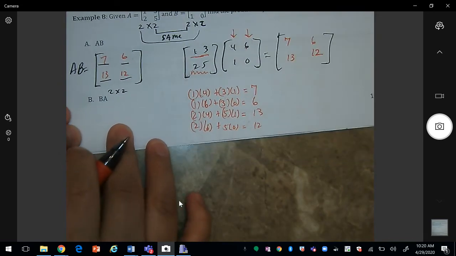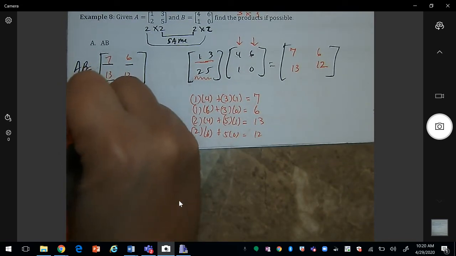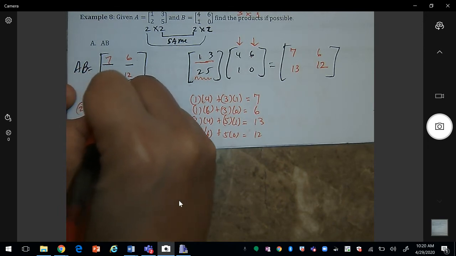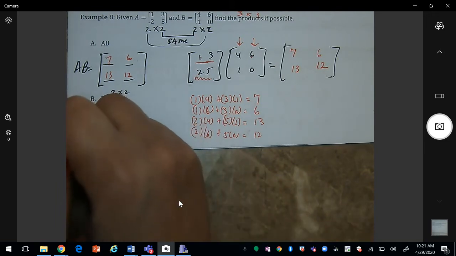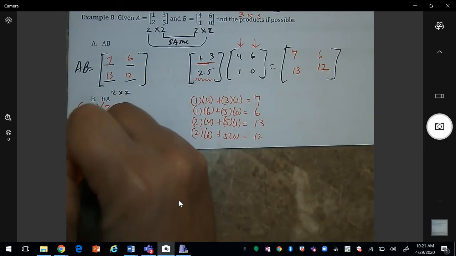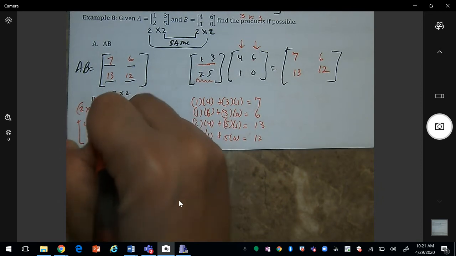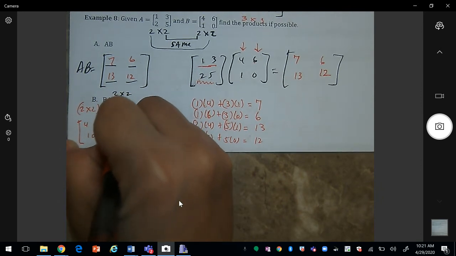Okay, so the next one, B times A. We check the order. So this is a 2 by 2 times a 2 by 2. So yes, we can multiply. So we're going to have [4, 6; 1, 0] times [1, 3; 2, 5].